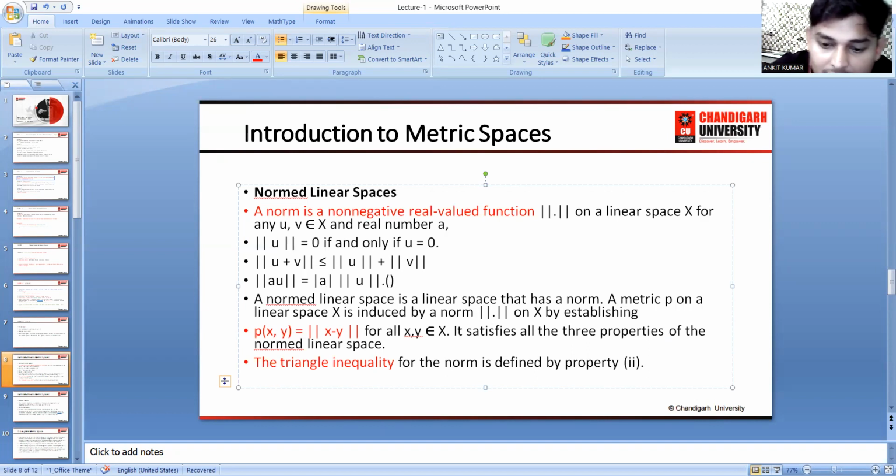This property is known as scalar multiplication. This property is known as triangle inequality.